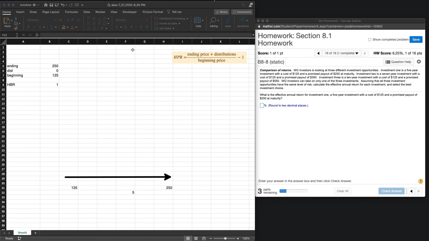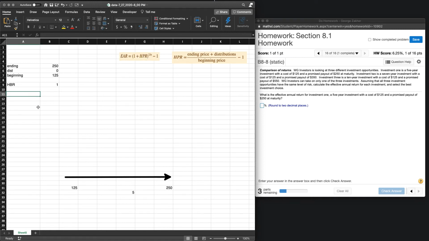So we need to reference another formula. We use this to solve for our annual rate. And just a reminder, our number of years is 5 years. That's important because we need to figure out annually what the return on this investment is. Now that we know our HPR, we can calculate our EAR: 1 plus our holding period rate, to the power of 1 divided by number of years, which is about 14%. We can make that into a percentage. That is our effective annual rate for investment 1.